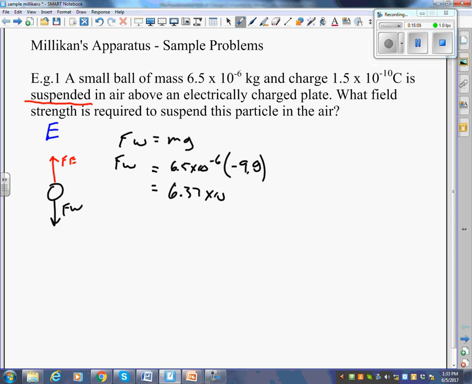6.37 times 10 to the minus 5. You have to write the times 10 to the minus 5. I've seen a few people not do that. You have to do that. But you don't have to type it in your calculator. You go 6.5 exp minus 6 times minus 9.8. Okay, so that's the weight force. Now that's actually negative because it's down, which means that the Fe is actually up, positive 6.37 times 10 to the minus 5, right?